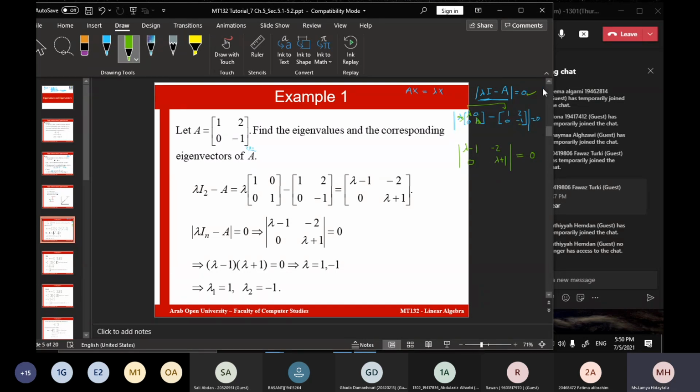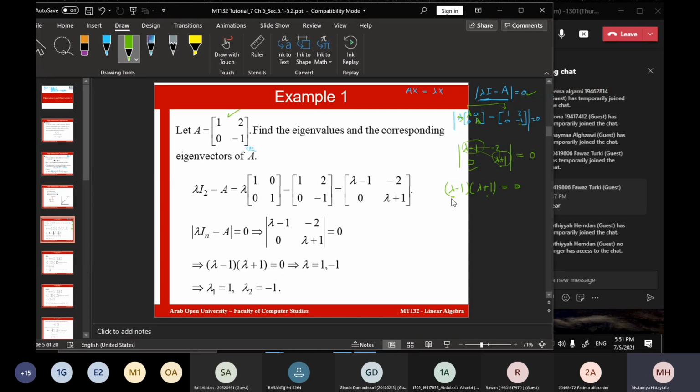From where? From here. Now we need the determinant of this. This is an upper triangular matrix, correct? So its determinant is just the product of the diagonal, because under the diagonal it is zero. So this is easy to evaluate. The determinant is equal to this one times that one. So lambda minus one multiplied by lambda plus one is equal to zero. Now I can get the values. We have two eigenvalues corresponding to this matrix.